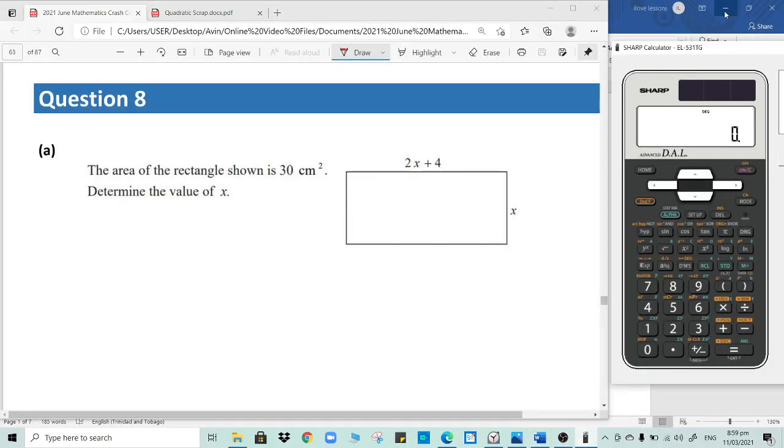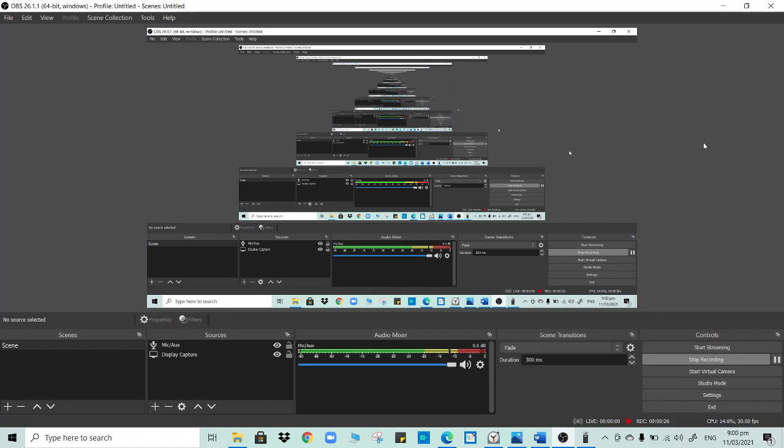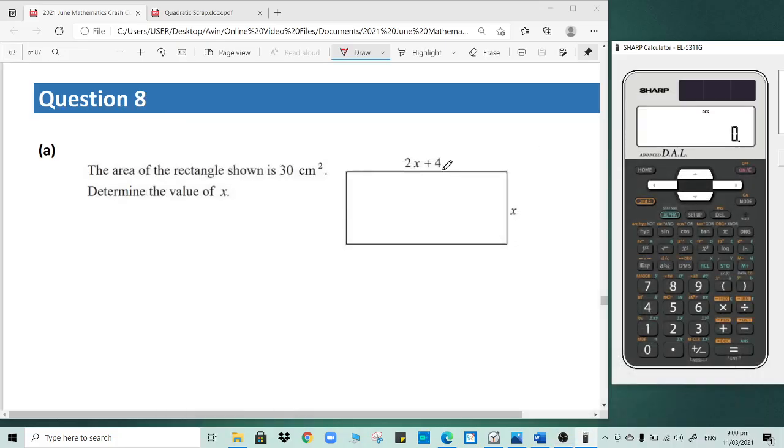And the first question that we're going to see today is a quadratics question. So let's get started. In this question, they told us that the area of the rectangle over there is 30 centimeters squared, and they want us to determine the value of x.